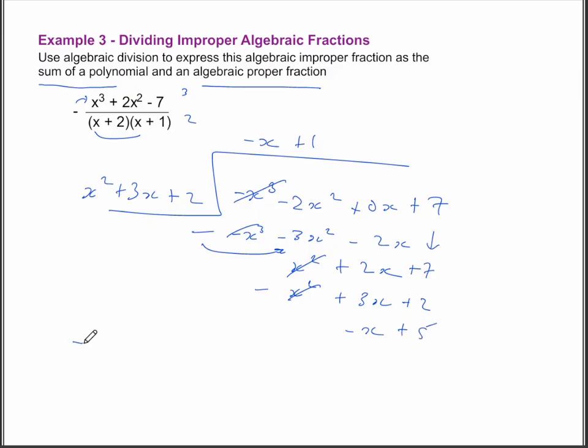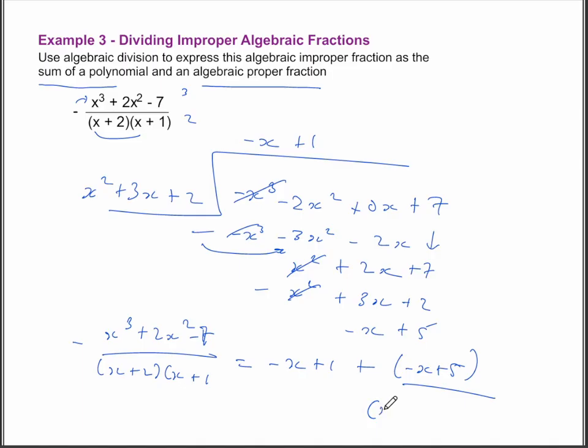So what we do have is negative x cubed plus 2x squared minus 7 over x squared plus 3x plus 2 is equal to the answer right here. So negative x plus 1 plus the remainder over the quotient as the denominator. So negative x plus 5 over x squared plus 3x plus 2. That's how we will have it.